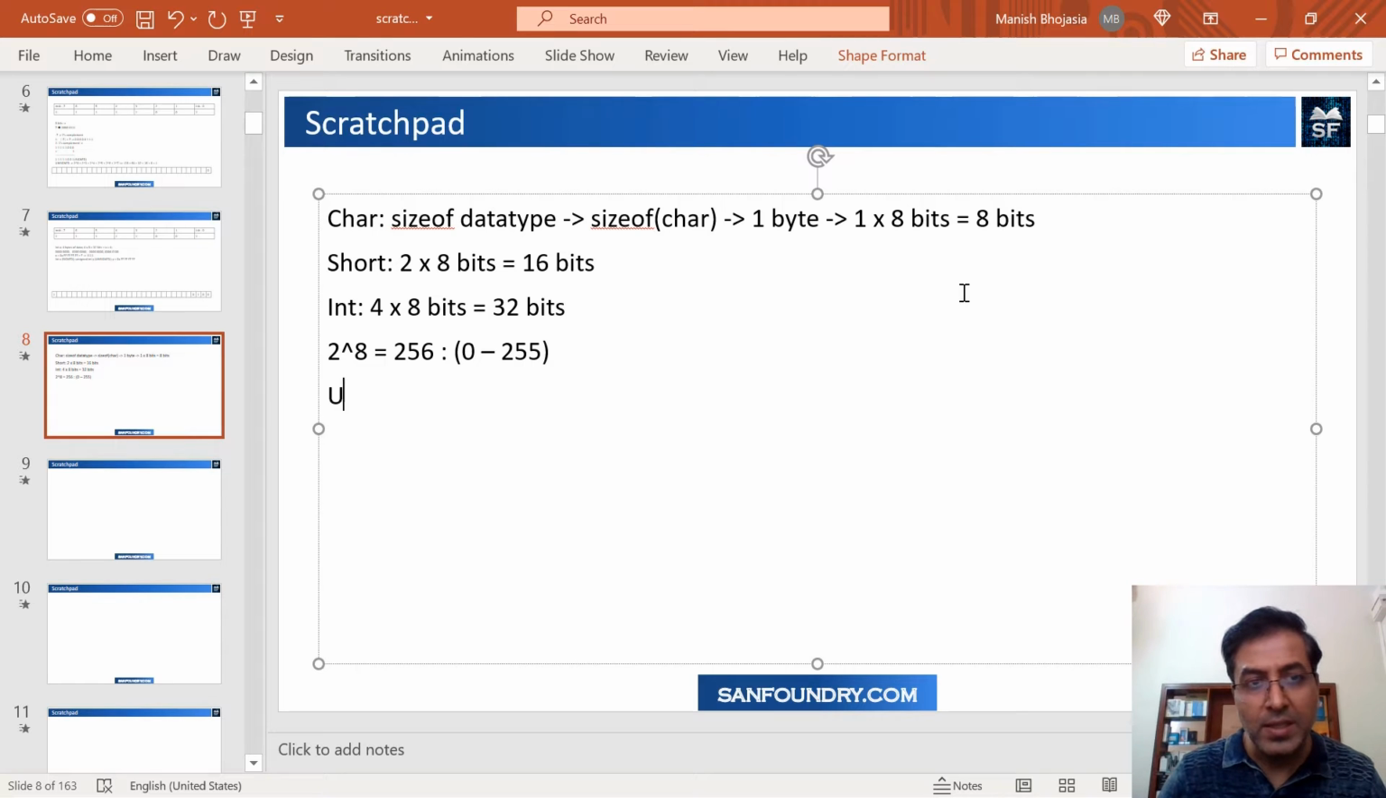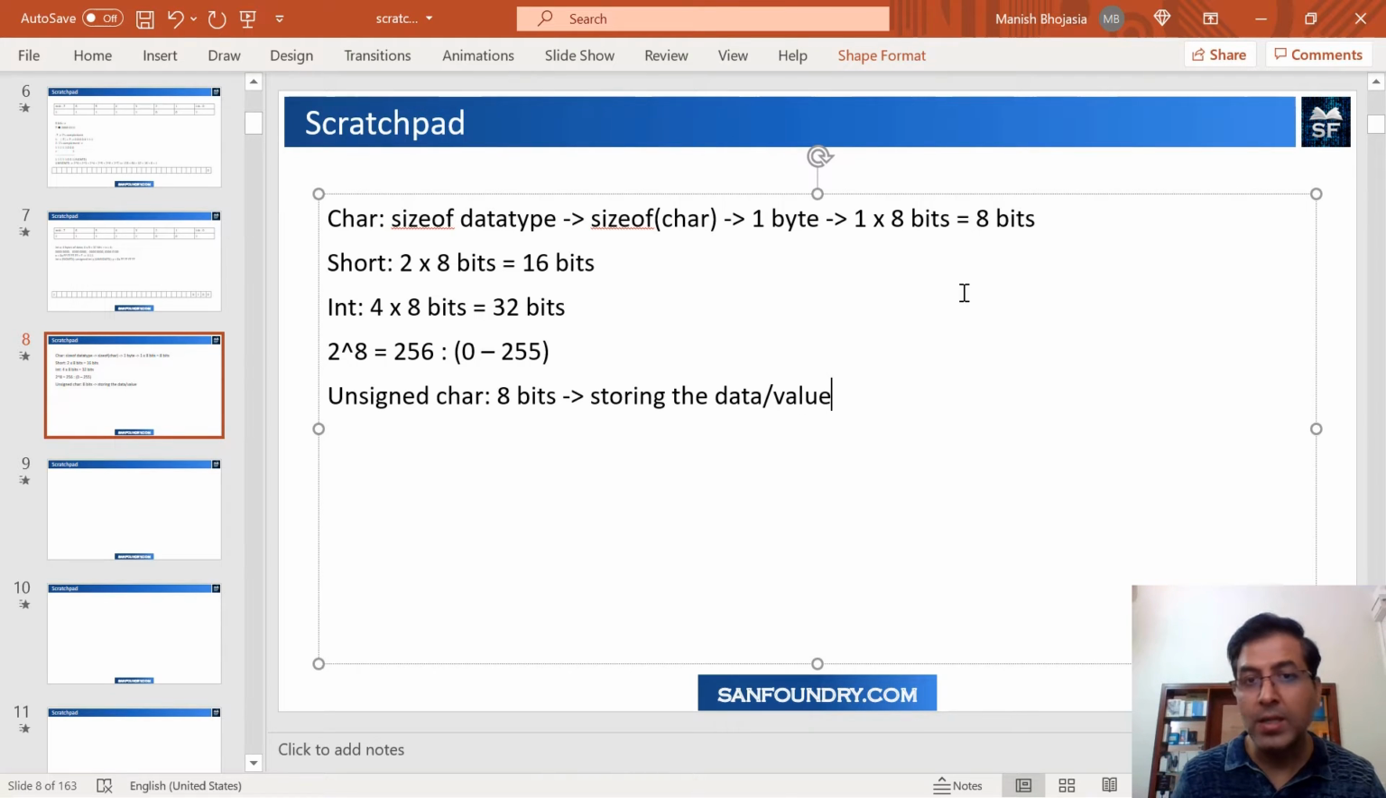When you talk about unsigned data, all 8 bits of a character are used for storing the value or the data. So when you say unsigned entities, we are utilizing all the 8 bits, which means we can have a maximum value of 255, what we saw just now. Similarly, we can have 0 as the minimum value. So these are the values that you can see as a range for an unsigned character.